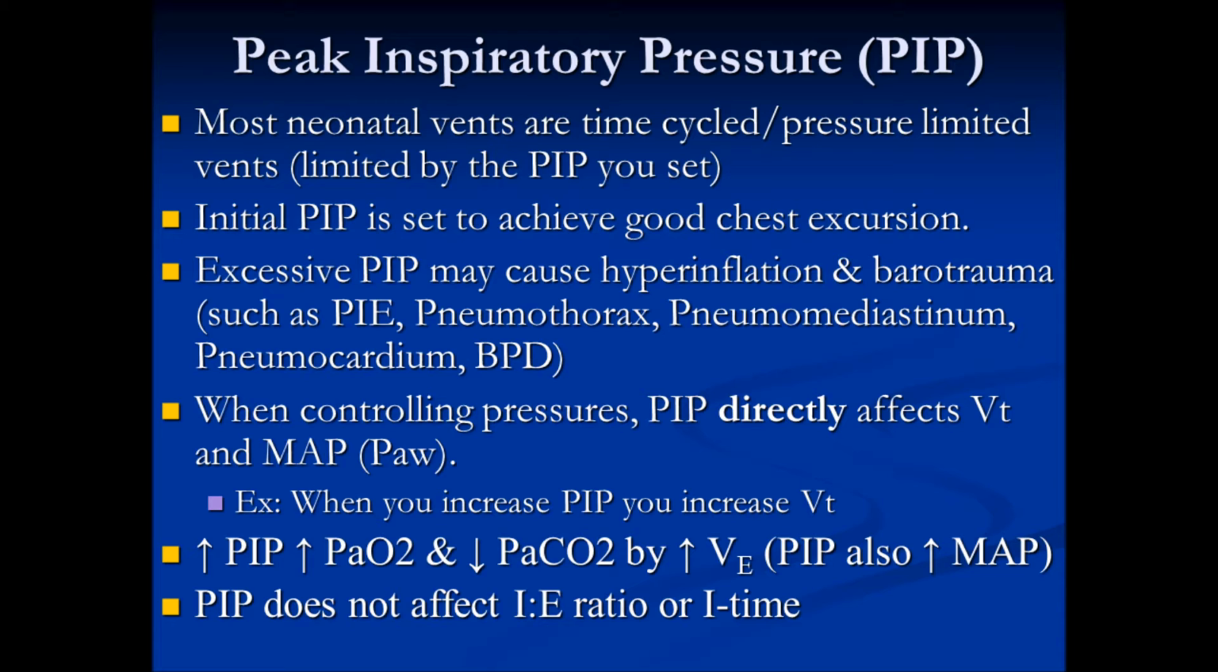And this does not have anything to do with neonatal ventilation. This is PIP in general. If you had an adult patient that you were using pressure control to ventilate them with, this same theory applies. PIP does not affect your IE ratio, nor does it affect your I time.